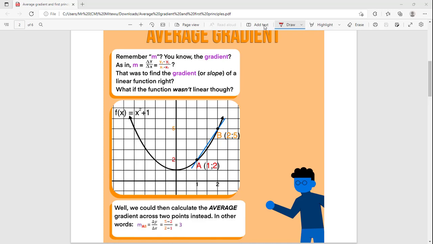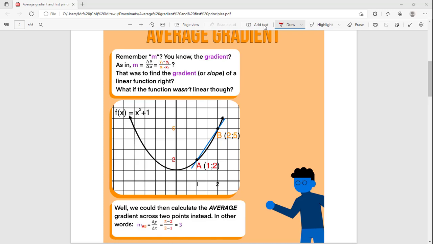But what if the function wasn't linear, right? Whenever we're dealing with the slope or gradient, we're typically dealing with a straight line. So in cases where the line is not straight, what we can do then is find the average gradient, in other words, the average rate of change. Gradient is related to the rate of change, right? So what is the average rate of change?